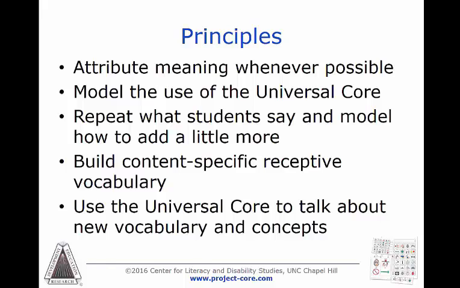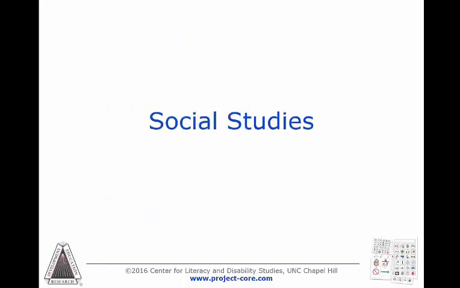While there is an emphasis on the use of the universal core for expressive communication, successful integration of the core does not preclude instruction focused on words that are not among the 36 words in the universal core. In fact, successful integration of the universal core requires adults to continue building students' receptive understanding about content-specific vocabulary while showing students how to talk about the new vocabulary and concepts using the core. This applies during social studies, when students learn about history, government, geography, economics, civics, sociology, and even anthropology.